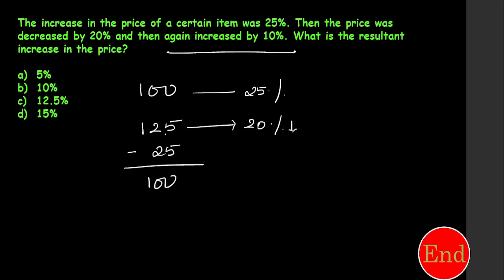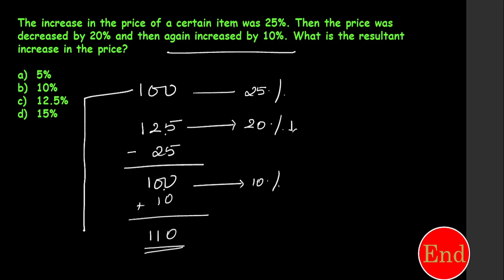Now again increased by 10%. So from this it is going to increase by 10%. What is 10% of 100? It is 10, so it should be increased. So it will become 110. So initially it was 100. After increase, decrease, increase, it becomes 110. So 10% was increased here. This is the concept, right? Let's start with the next question.